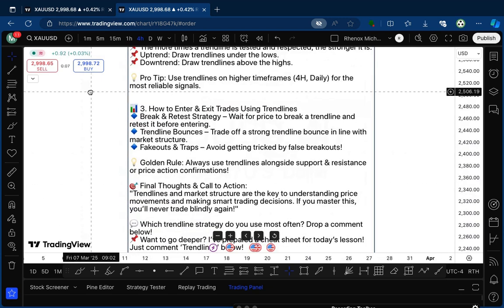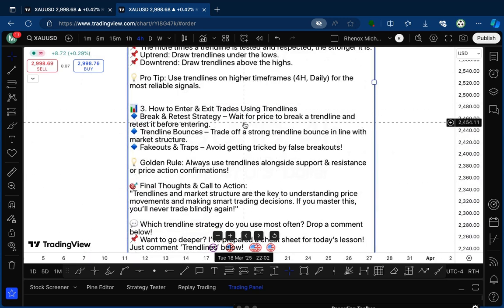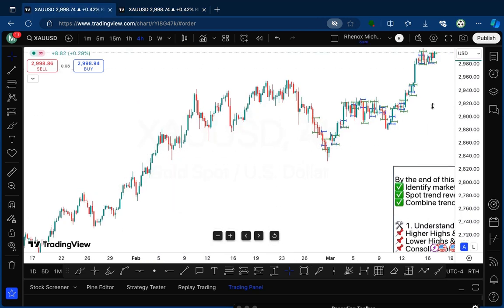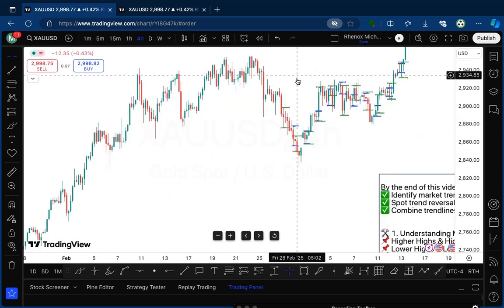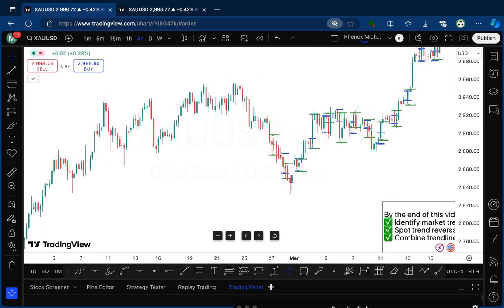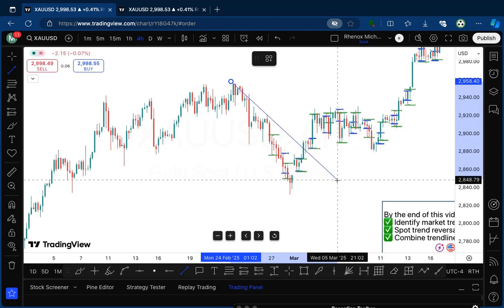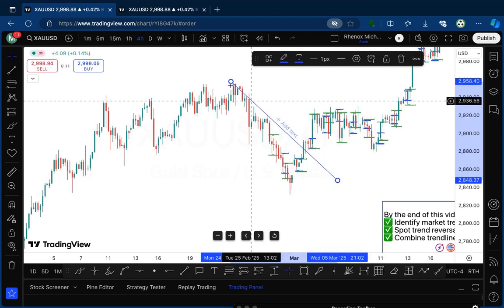Alright, now how do you enter and exit trades using trend lines? Break and retest strategy. Firstly, you wait for price to break a trend line and retest it before entering. We've done a class on this, but I'll just give a short explanation again. Now, if you have a trend line drawn on your chart, probably you have drawn that trend line for some time. Once you draw the trend line, you wait for price to come back.